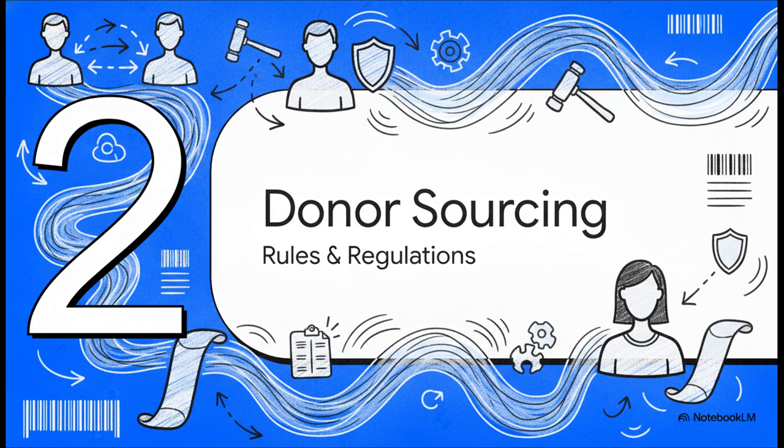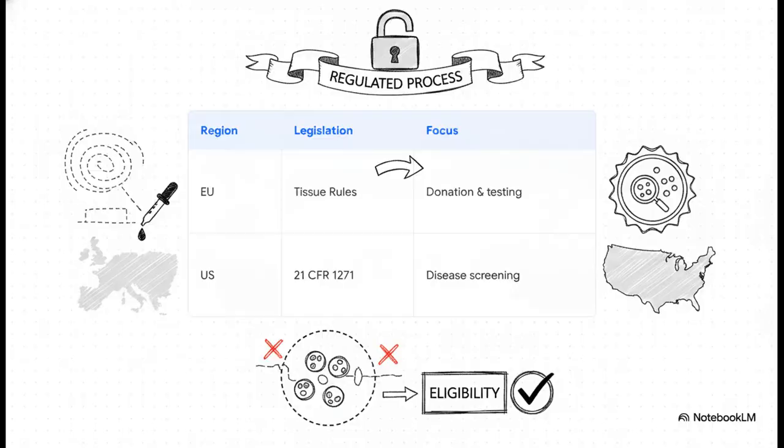All right, moving on to Section 2, donor sourcing and rules. With our starting materials clearly defined, we've got to transition to the human element. Now, because donor material can very easily transmit infectious agents, international regulatory compliance is totally non-negotiable. You can't just take cells from someone without a heavily regulated process. You have to carefully navigate different frameworks depending on where you are.